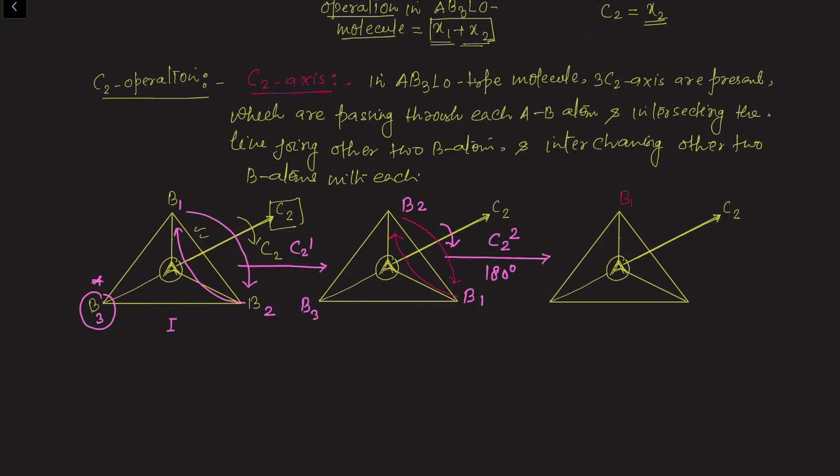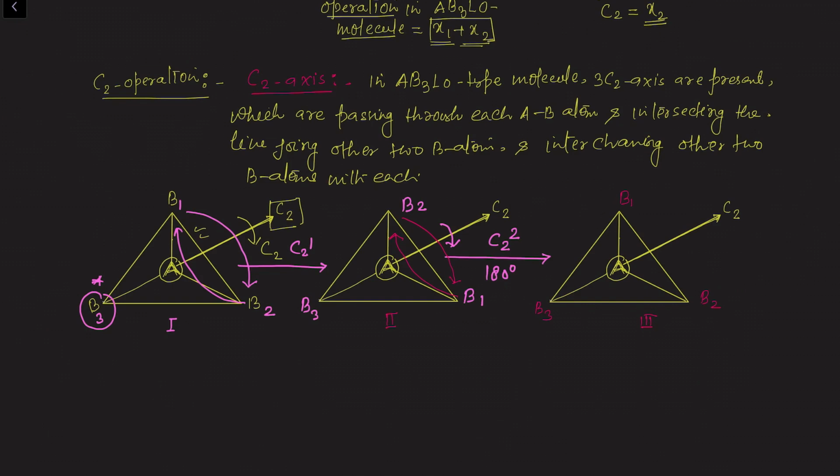B1 will be here, B2 will be here, B3 will be here. So now check structure number second, structure number third. Structure number first and third are identical, but structure number second is equivalent to the first. So now how many equivalent operations are required for getting the one equivalent structure?